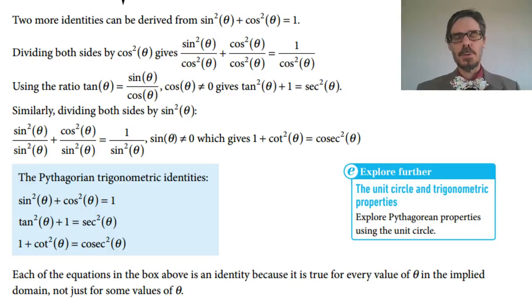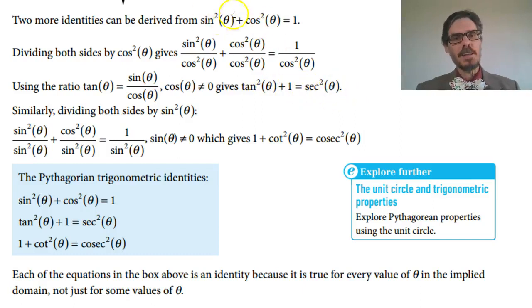Now, it is possible to derive 2 more identities from this one. If I start with sine squared theta plus cos squared theta equals 1, and I divide everything by cos squared theta, then I'm going to get, well, sine squared over cos squared is tan squared, cos squared over cos squared is 1, and 1 over cos squared is sec squared. So that means tan squared theta plus 1 is sec squared theta.